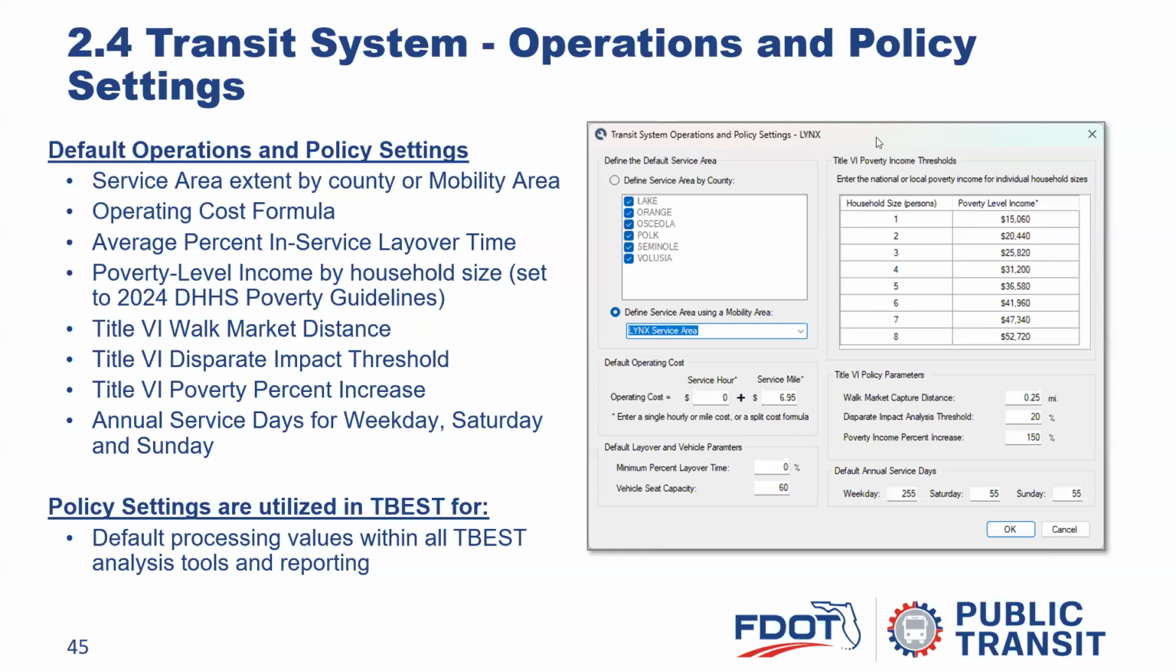All right, so you also have your Title VI poverty income thresholds and policy parameters. So these are really your Title VI areas.